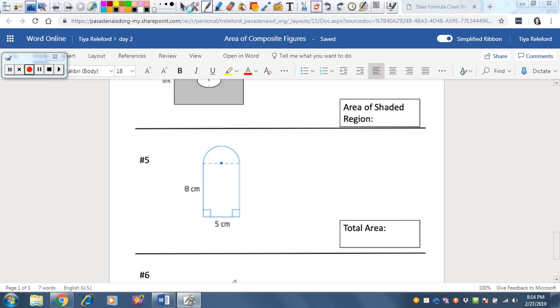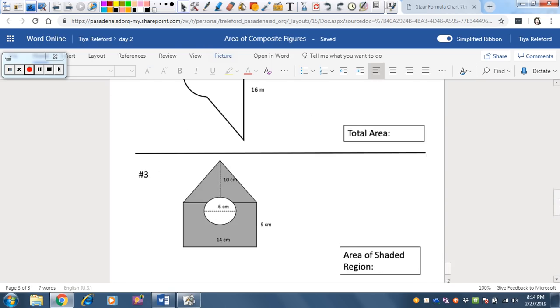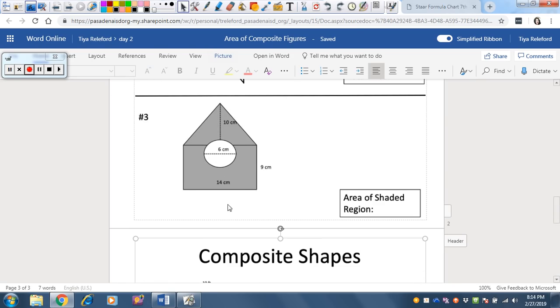A word about the shaded, when it asks about shaded regions, find the area of the triangle and the square or the rectangle and the circle, and then subtract the area of the circle. So that's going to be a little bit different thinking than you've done before.